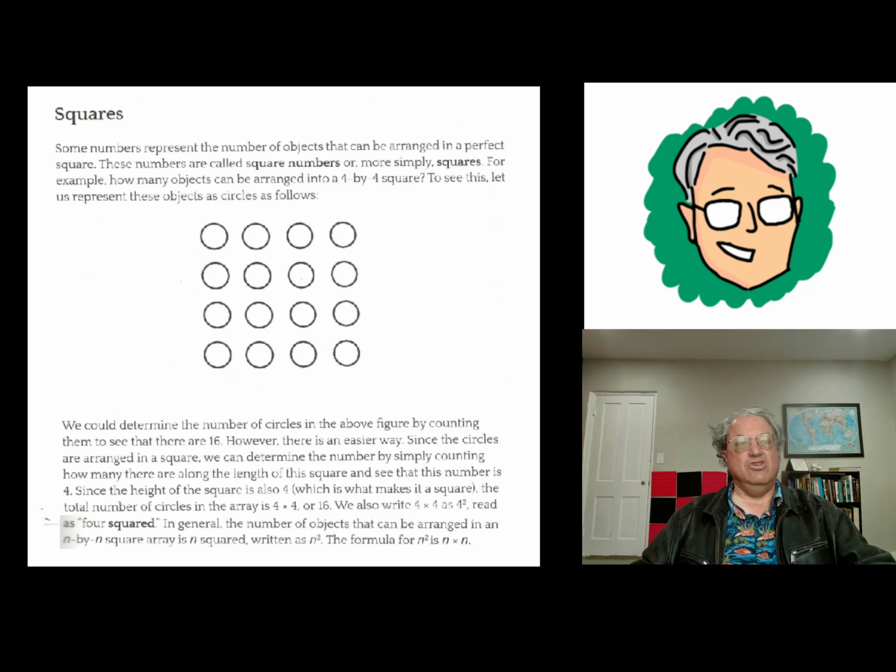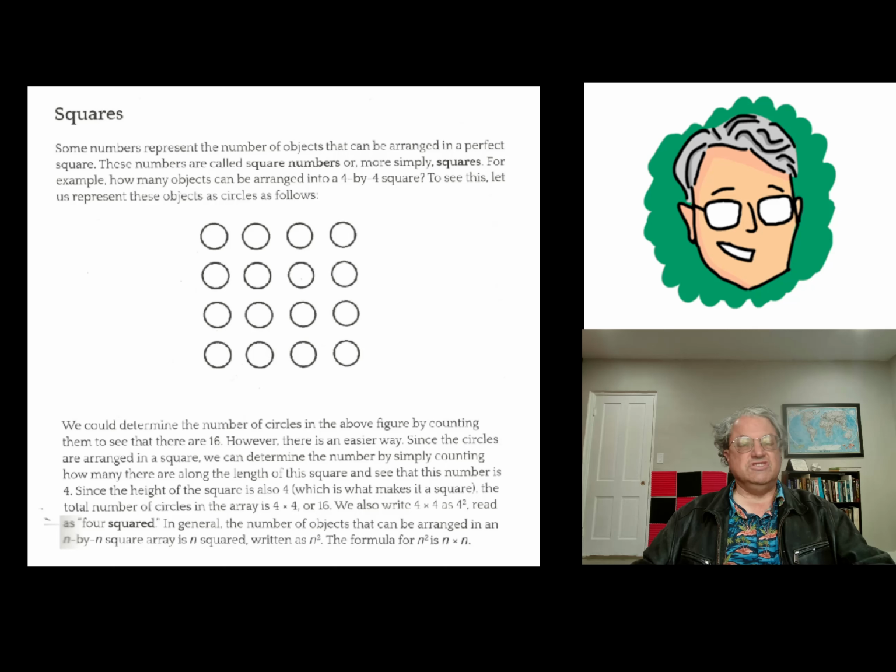To get the number of objects in a rectangle, you multiply the number of elements of the length times the number of elements of the width. You don't have to count all the elements. You probably learned this in grade school a long time ago. For instance, if you had a 6 by 8 rectangle, you don't have to count all 48 objects in the rectangle. You can just notice that it's 6 in one direction and 8 in the other direction. So the number of objects is 6 times 8.